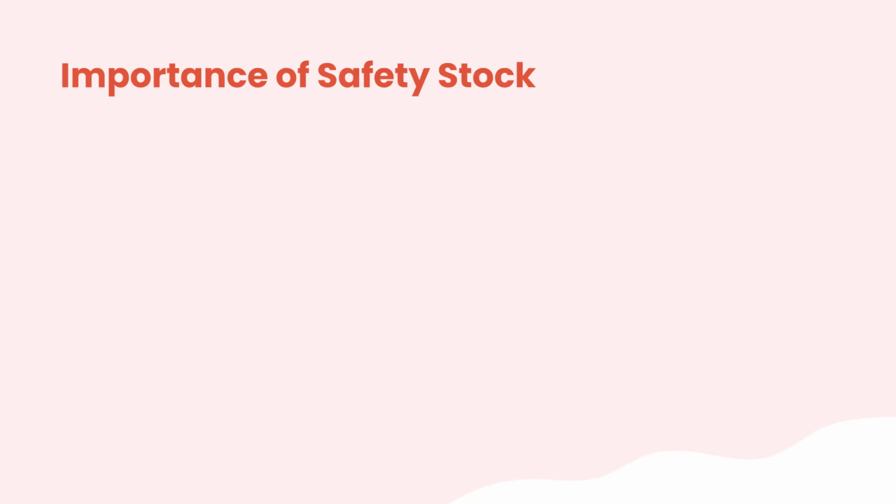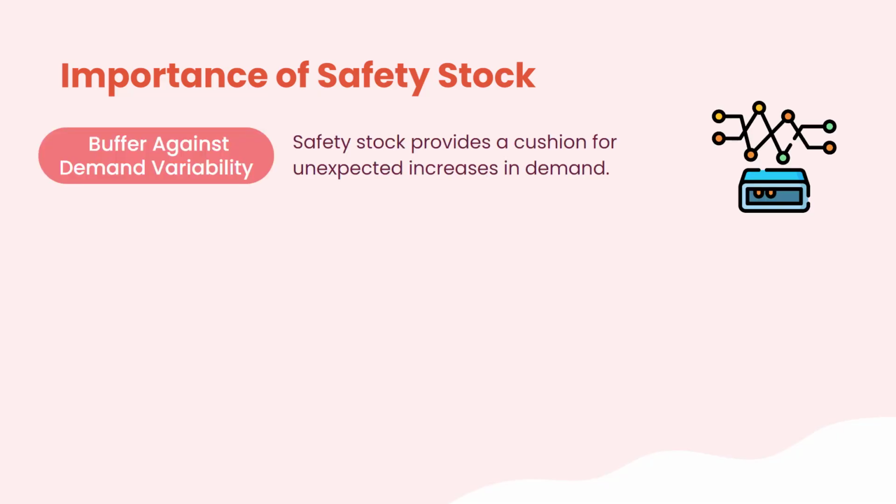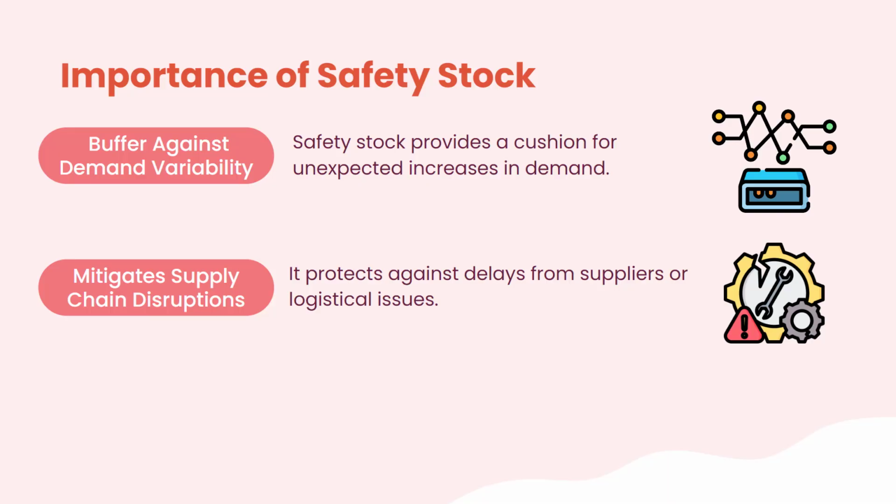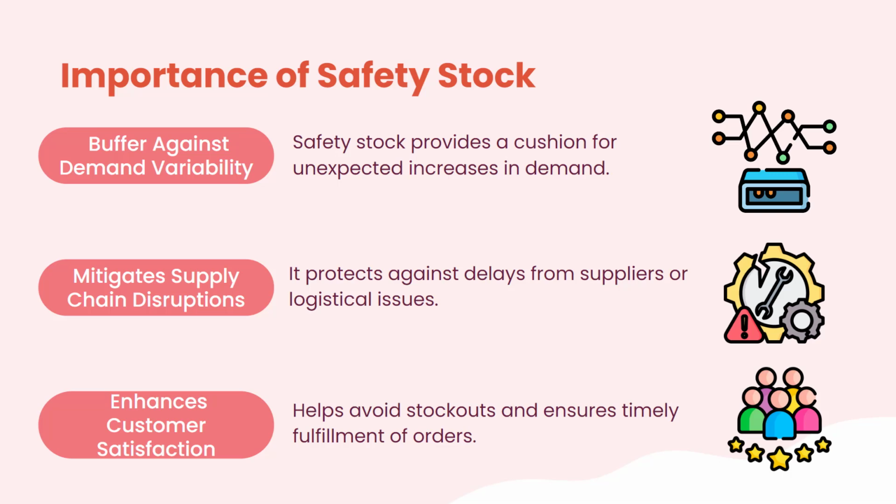What is the importance of safety stock? Number one is the buffer against variability. Safety stocks provide a cushion for unexpected increases in demand. Second is that it mitigates supply chain disruptions. It protects against delays from suppliers or logistical issues. And third is that it enhances customer satisfaction. Since it helps to avoid stockouts and ensures timely fulfillment of orders, it ensures that customers are satisfied with the service.